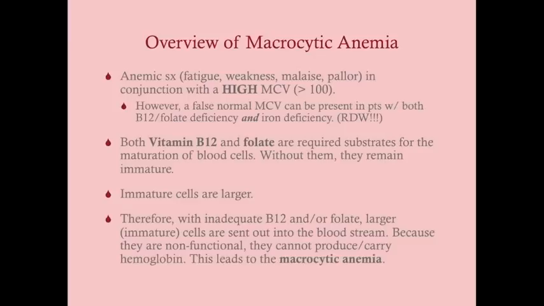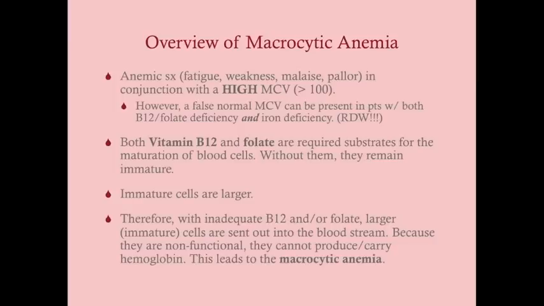So as mentioned, both vitamin B12 and folate, when they're in deficiency, are causes of macrocytic anemia, and they are required substrates for the maturation of blood cells. So without B12 and folate, blood cells will remain immature. Now, it's red blood cells that we're most concerned with, most focused on, because that will show its symptoms first. However, platelets and white blood cells also require B12 and folate to develop as well. Immature cells are larger, so that's why we've got the higher MCV, we've got bigger cells. That's just because immature cells are larger.